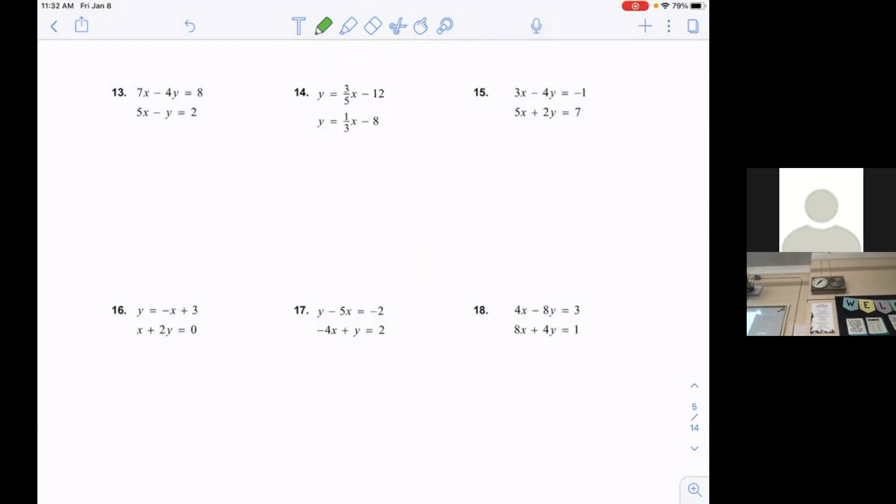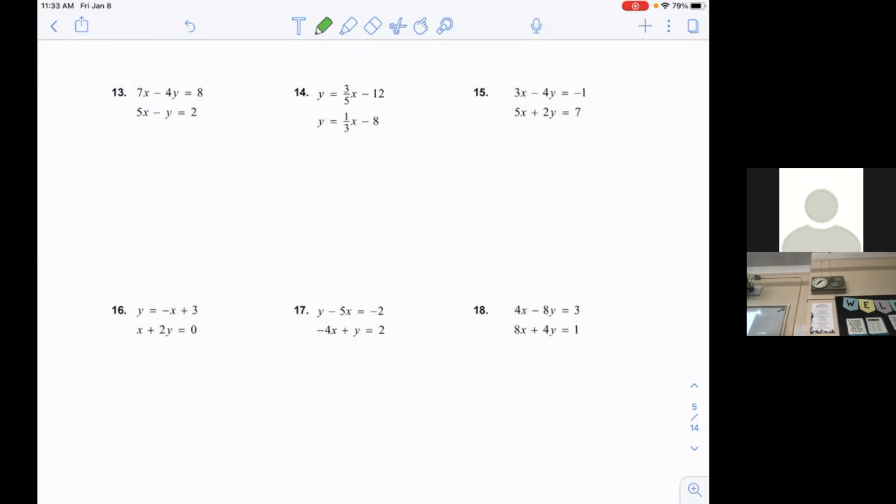13. What's my problem with 13? We've got to do a little prep work too. We can't just substitute and roll with it. What about 13 is different? We have equations, but we don't have anything isolated. We have 7x minus 4y equals 8. We have 5x minus y is equal to 2. Well, I can't substitute right now because there's no variable that's being isolated. There's nothing that I can just take and stick in. I've got to have an x equals or a y equals. So I've got to figure that out.